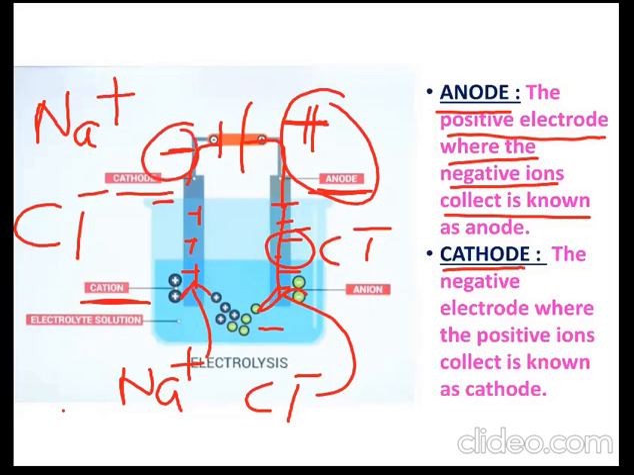Cathode is connected to the negative of the battery cell, so it is a negative electrode. What is getting collected there? Positive Na ions. So where positive ions get collected is known as cathode. Be very, very precise with this. Anodes are positive electrodes connected to the positive of the battery, and on the positive, negative ions collect, because positive and negative attract each other.